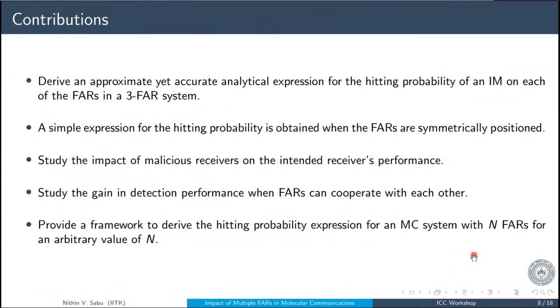So in this work, we derive an approximate and accurate analytical expression for hitting probability of an ion on each of the FIRs in a 3 FIR system. A simple expression for hitting probability is obtained when the FIRs are symmetrically positioned, and then we study the impact of malicious receivers on intended receivers' performance. The gain in detection performance when FIRs can cooperate with each other is studied. Then we provide an analytical framework to derive the hitting probability expression for molecular communication system with general N receivers.